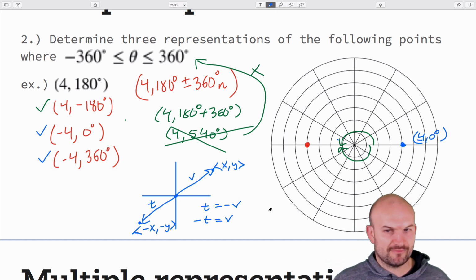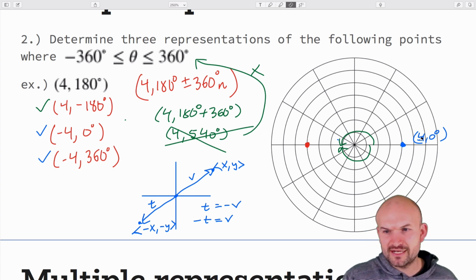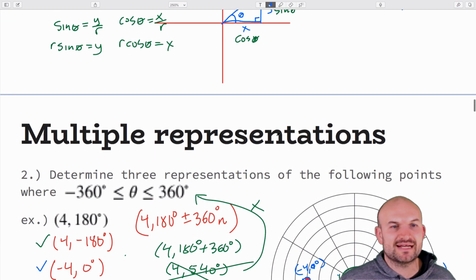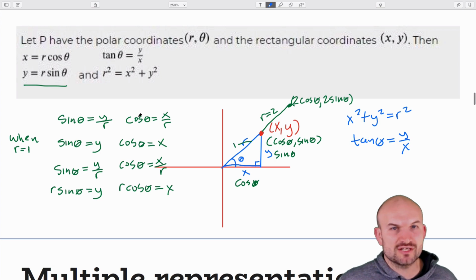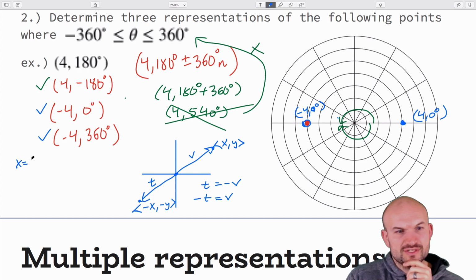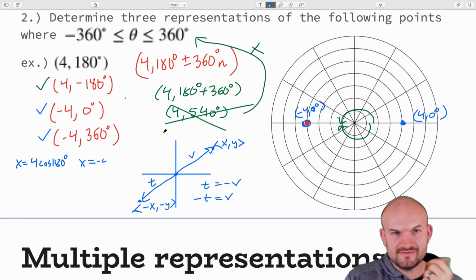Now, people have a really difficult time understanding this. Actually, I don't want to make this negative. There you go. So then this is negative 4 comma 0 degrees. People have a hard time seeing or visualizing this. So a lot of times I say, well, we can always go back to these equations, right? Don't forget x equals r times cosine of theta. So maybe let's go ahead and check our work. So x equals 4 times the cosine of 180 degrees. And therefore x also has to equal negative 4 times cosine of 0 degrees.